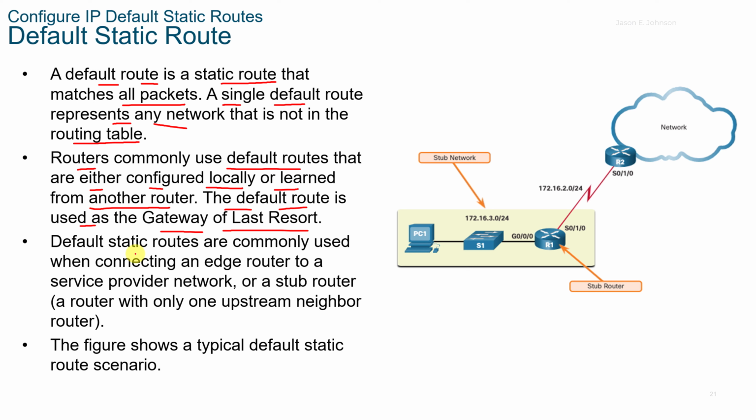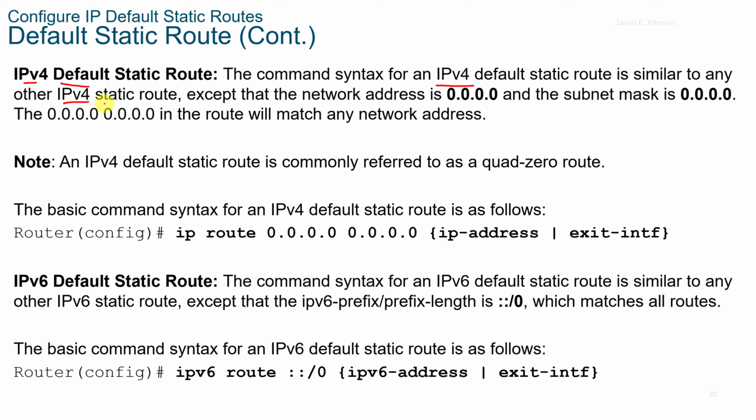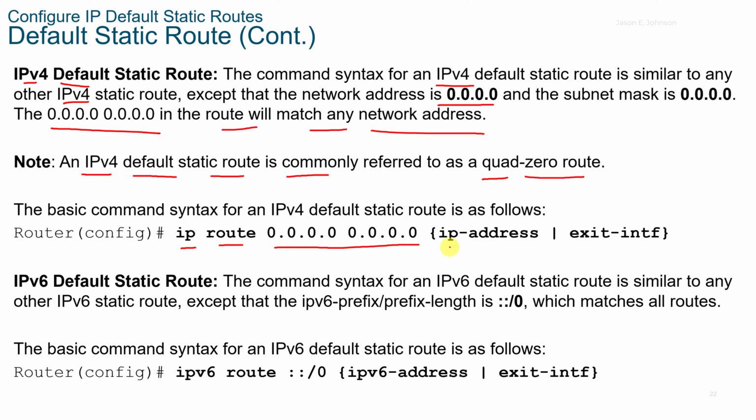The command syntax for the IPv4 default static route is similar to any other IPv4 static route, except that the network address is 0.0.0.0 and the subnet mask is all zeros. So the all zeros in the route will match any network address. A note here is that the IPv4 default static route is commonly referred to as the quad zero route. The basic command syntax for the IPv4 default route is ip route, and you set all the zeros. And then for v6, the command syntax is right here, ipv6 route, and you set ::/0.